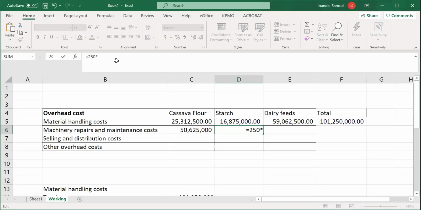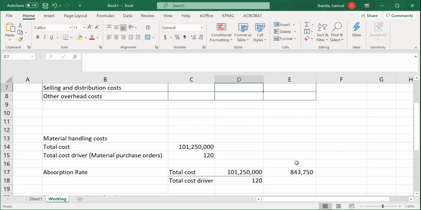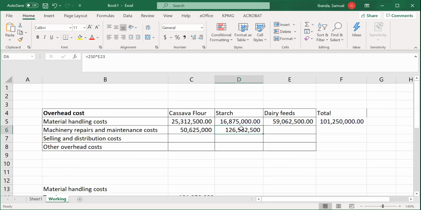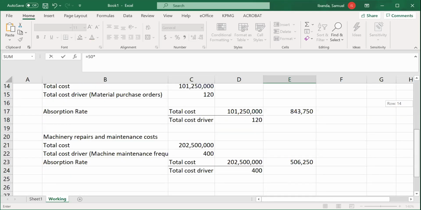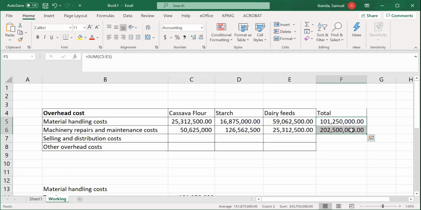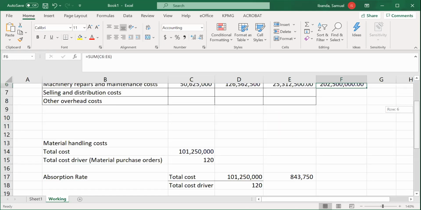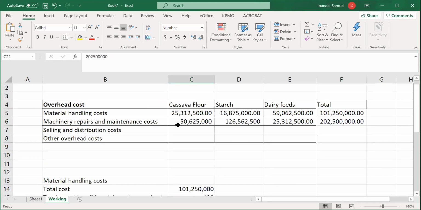So this times this value, then dairy feeds, I'll pick. Dairy feeds is 50, so I'll do 50 times 506,250, same amount, I'll get that. And then I'll test and see if it adds up. Yes, I get 202,500, which is exactly this. So I've been able to allocate it across the respective products.